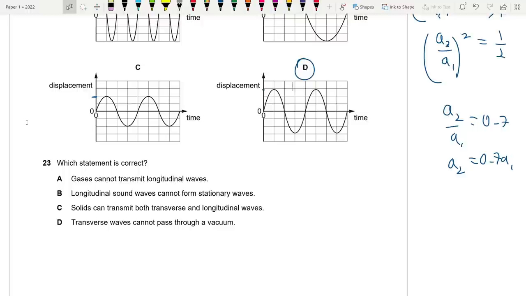Solids can transmit both transverse and longitudinal waves. Transverse waves cannot pass through vacuum. D is wrong because electromagnetic waves can pass through vacuums. So here's the thing. This is a bit tricky in a sense. What do you guys think?